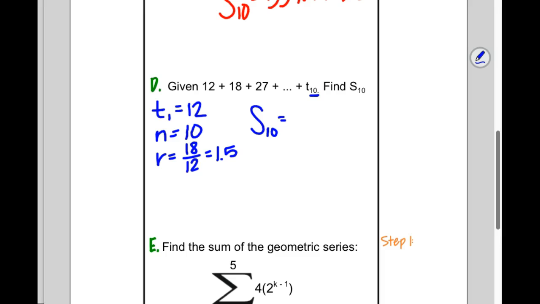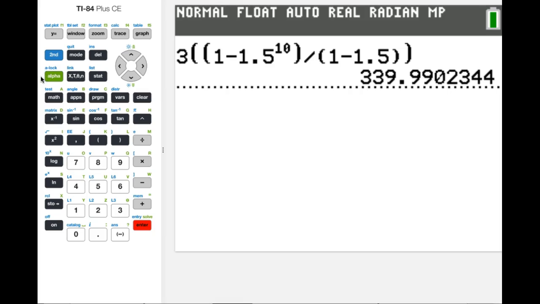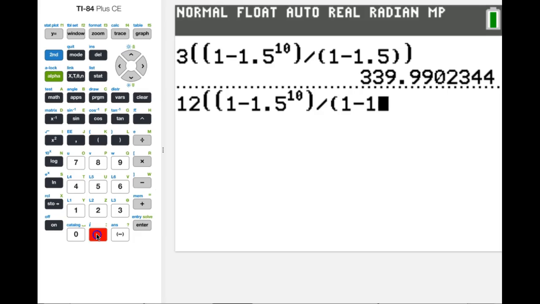Sum of the first 10 is equal to term 1 times, and you can do this with parentheses to help you remember, 1 minus 1.5 to the 10th power over 1 minus 1.5. And then we go to our calculator to put that in. So we have 12, parentheses, parentheses, 1 minus 1.5 to the 10th power, arrow out of the exponent, parentheses, divide, open another set of parentheses, 1 minus 1.5, parentheses, parentheses.